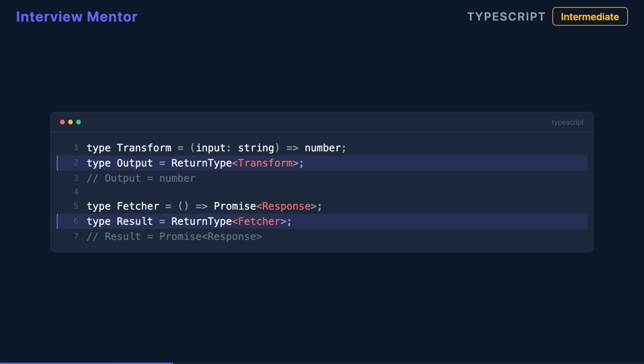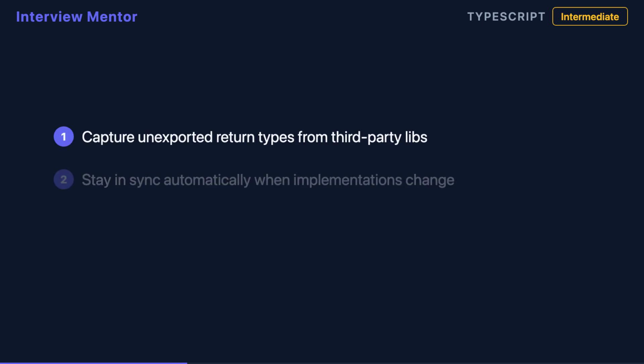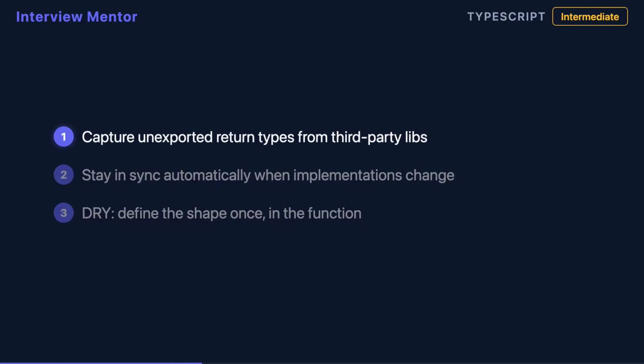You're telling TypeScript, infer the output type from this function's signature. No manual annotation needed. This is most valuable in two situations. When consuming third-party libraries, their return types are often not exported. ReturnType lets you capture them without hard-coding anything. And when your own functions evolve, every variable typed with ReturnType updates automatically. That's the DRY principle applied to types.